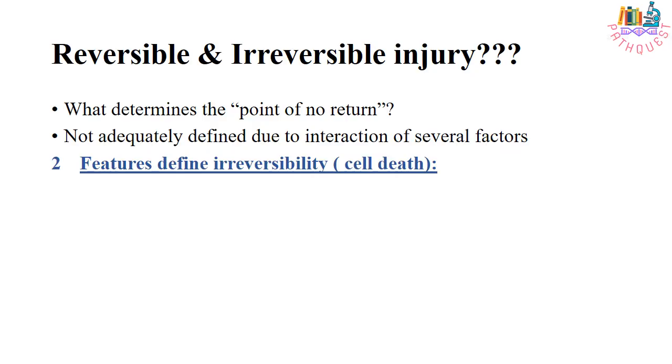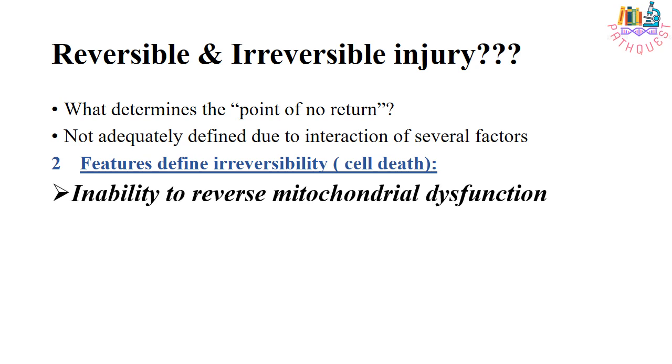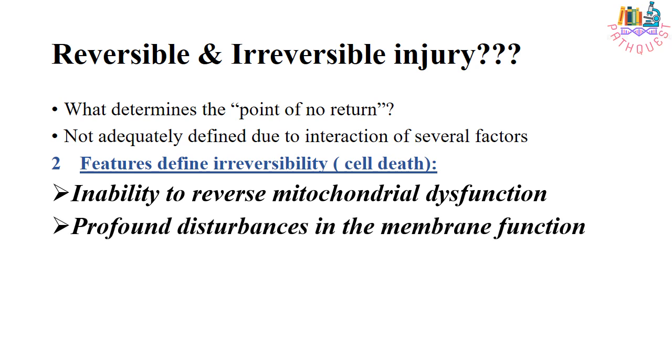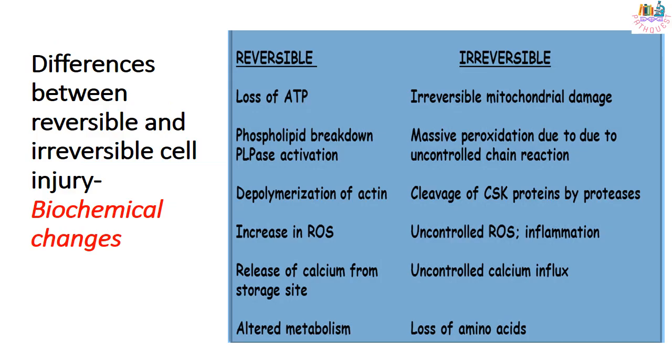So what determines whether the cell injury is going to be reversible or irreversible? In other words, what determines the point of no return? The factors determining this are not clearly defined because there is interaction of multiple factors which ultimately define the outcome. However, the irreversibility is defined by two main features. These include inability to reverse mitochondrial dysfunction and profound disturbances in the membrane function.